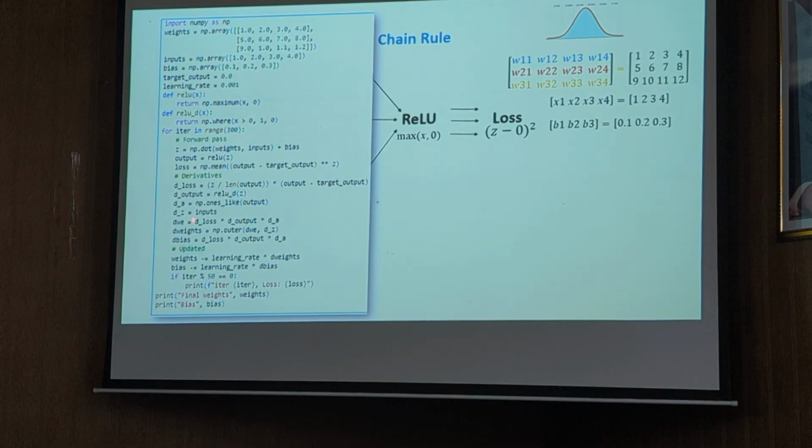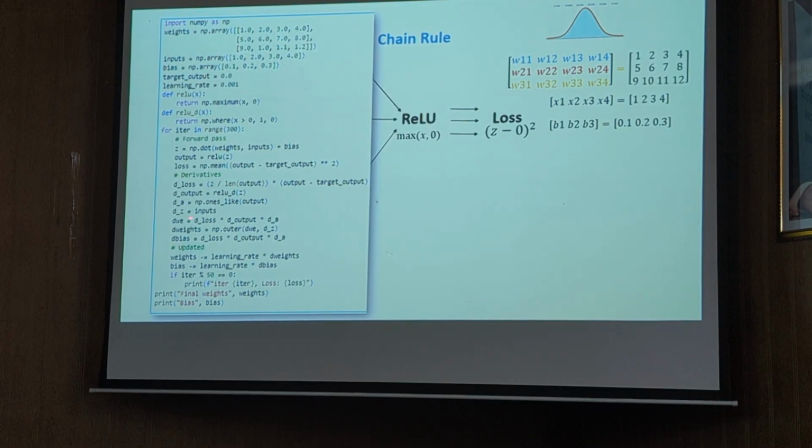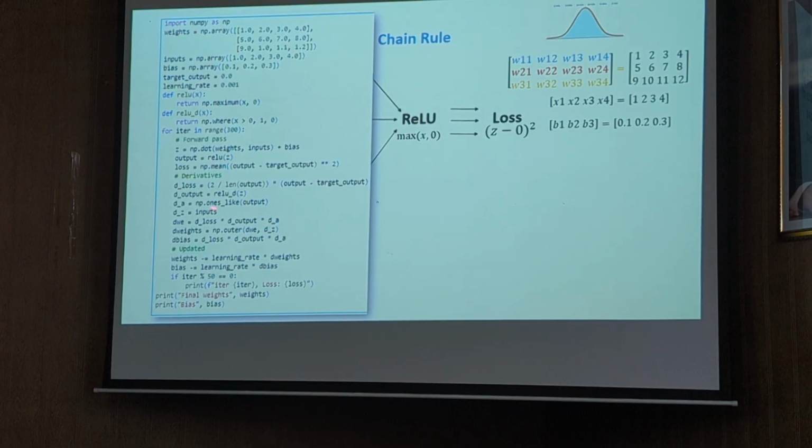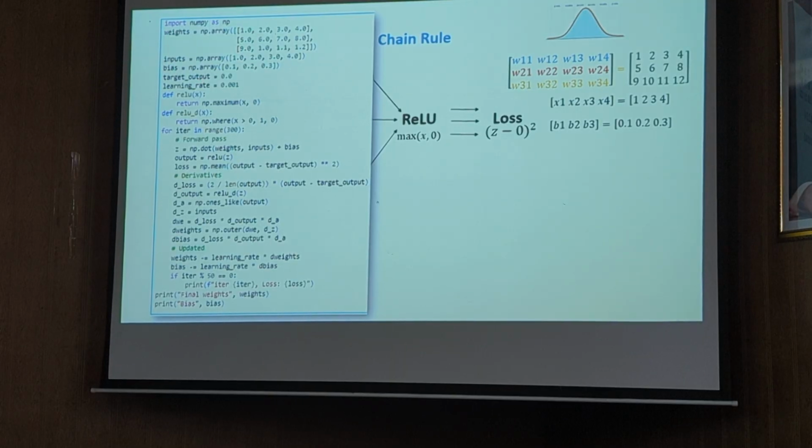So no need if you don't want. And then dz, this variable is stored inputs only. You can skip this one because inputs already has a vector. This is inputs. Then this is the weight derivative. D loss is multiplying with D output and dA. Then D weights, this is extra if you don't want.